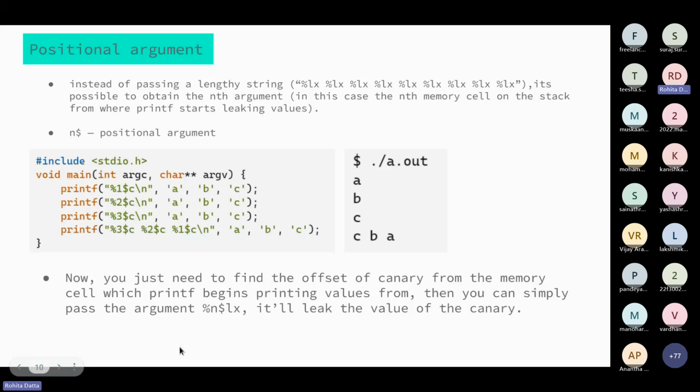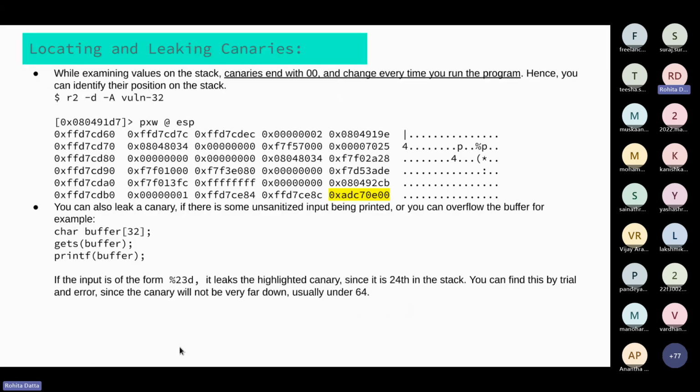Okay, so how do you locate and leak canaries? On Linux, canaries always end with 00. This is meant for functions like printf, which terminate anytime they hit a null byte. So canaries end with 00 because that's where you want printf to stop. Canaries on Linux usually end with 00, and they change every single time you run the program.